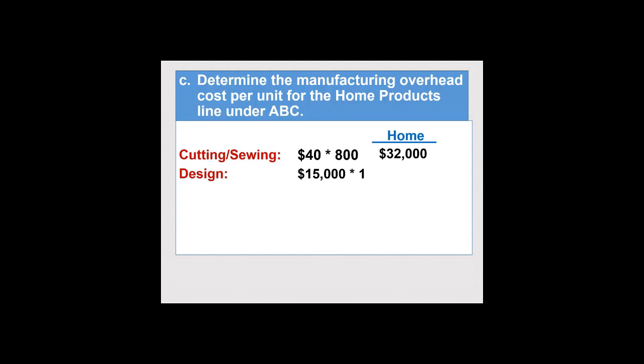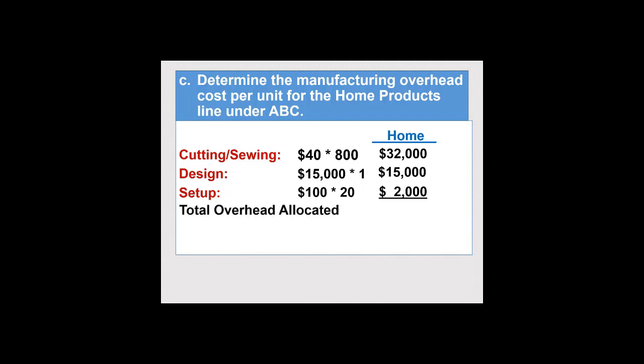So we'll multiply by 1 and we get $15,000. And for setup, it would be $100 per setup times the 20 setups required from the home products line. That's $2,000 allocated to the home line. If we add this up, the total overhead allocated will be $49,000. We'll divide by the number of units, and if you'll recall, we're going to produce 500 units of the home line, and this gives us an overhead cost per unit of $98.